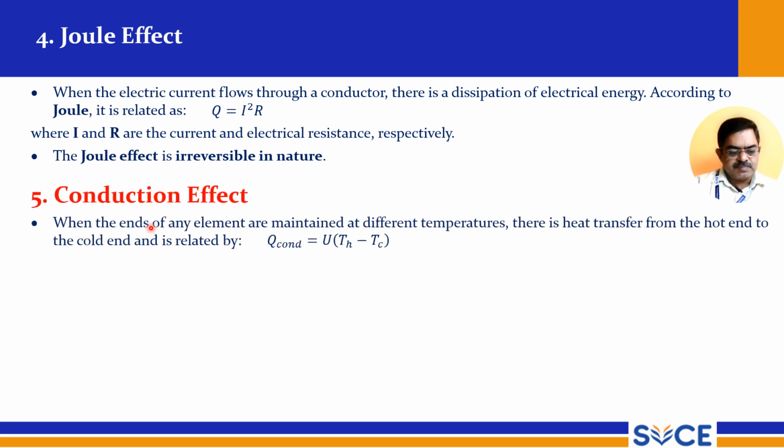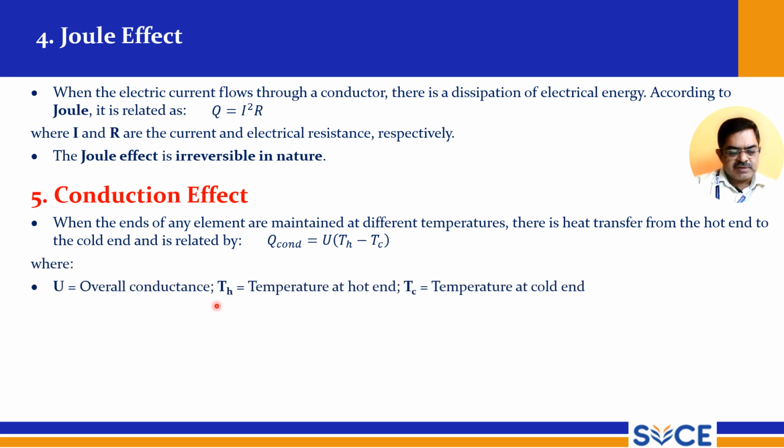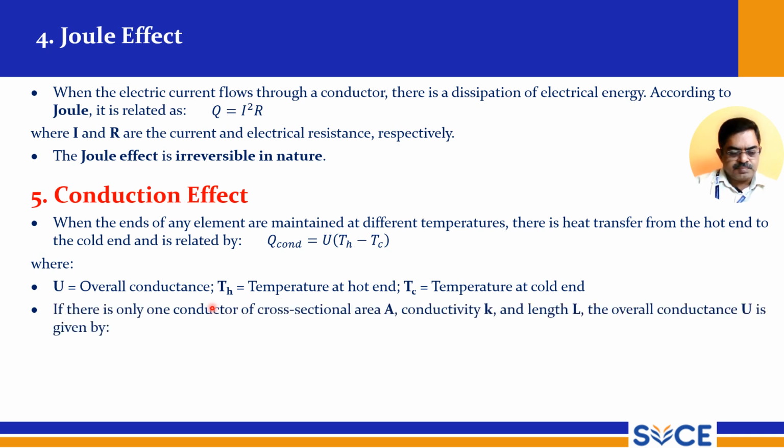So, the conduction effect. When the ends of any element are maintained at different temperatures, there is heat transfer from the hot end to the cold end, related by Q conduction equal to U into (Th minus Tc), where U is the overall conductance, Th is the temperature at the hot end, and Tc is the temperature at the cold end. If there is only one conductor of cross-sectional area A, conductivity K and length L, the overall conductance U is given by U equal to KA by L. Here L is capital L. This effect is also irreversible in nature.